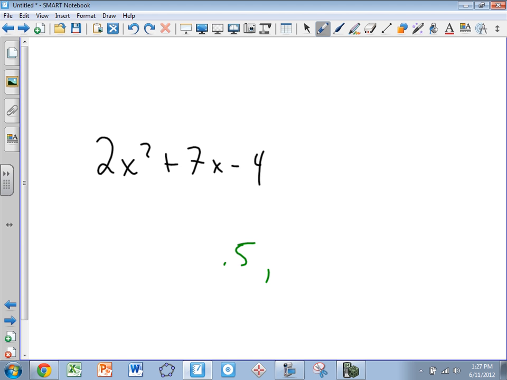0.5, negative 4. Oh, that worked out so nicely. I didn't want it to work out nicely. That's what the roots turn out to be? Yeah. Change this to a 3 and see what happens. I want it to work out very messy. Change the last one to negative 3. Now it's going to ask for A, B, and C. So plug in 2, 7, negative 3.